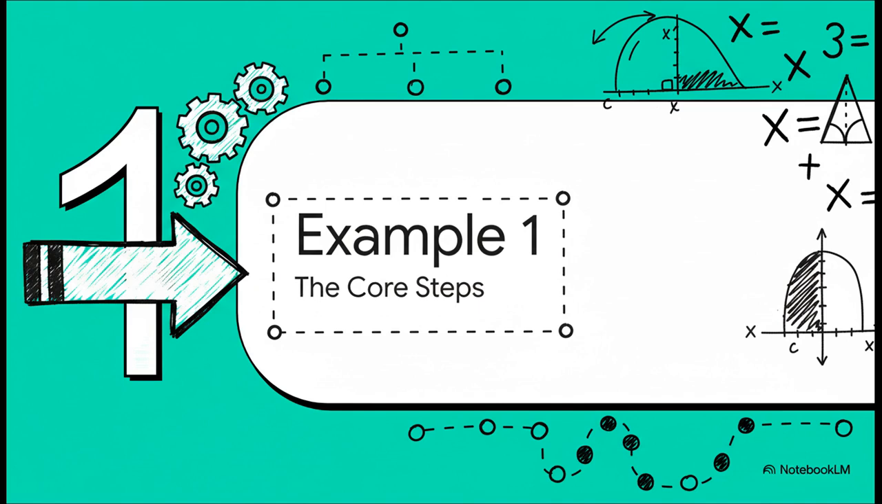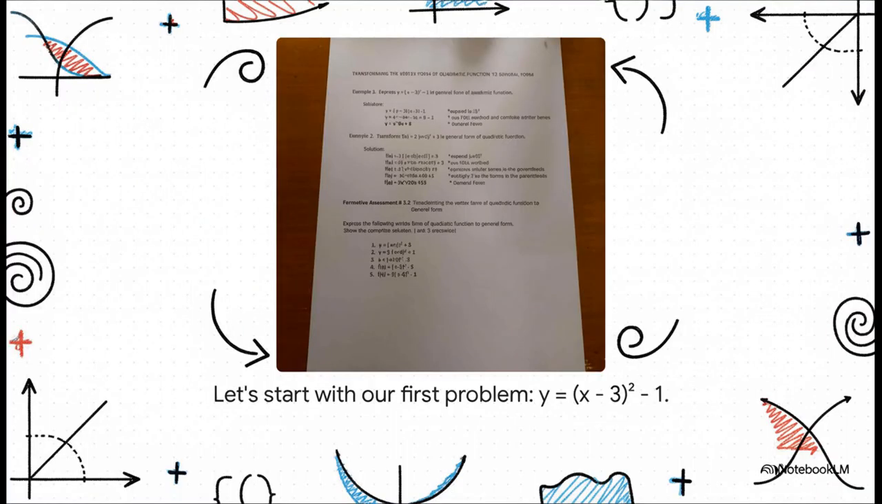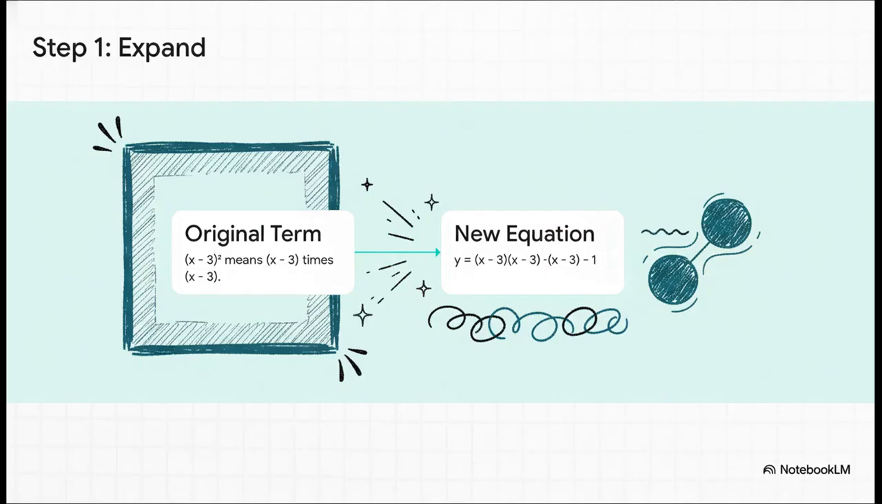This one is perfect because it's going to walk us through all the basic core steps of the process. Okay, so take a look at our first problem. We've got y equals, in parentheses, x minus 3 squared, and then a minus 1 at the end. Our mission is to rewrite this thing, and we're going to do it one piece at a time. First things first, we've got to deal with that little squared symbol. Now, what does it mean to square something? It just means you multiply it by itself. So x minus 3 squared is really just a shorthand way of writing x minus 3 times x minus 3.